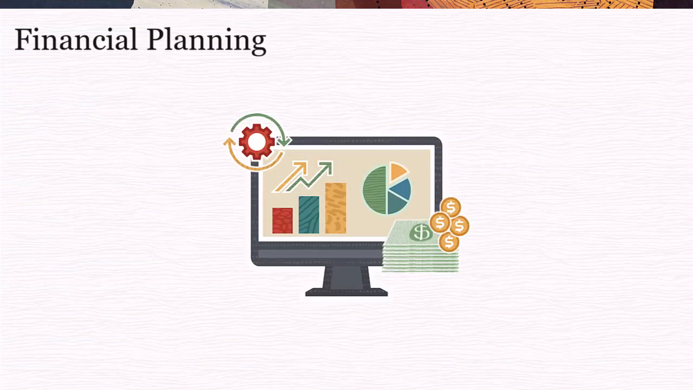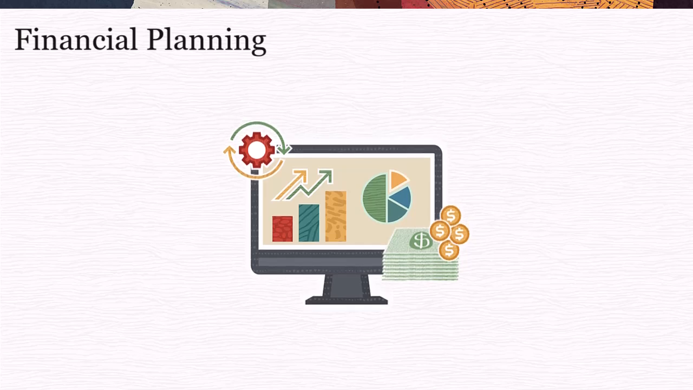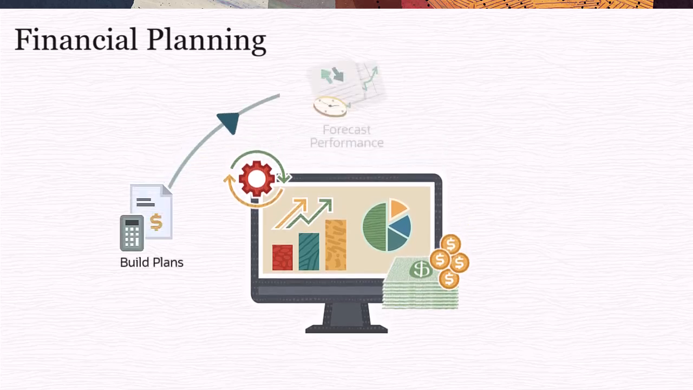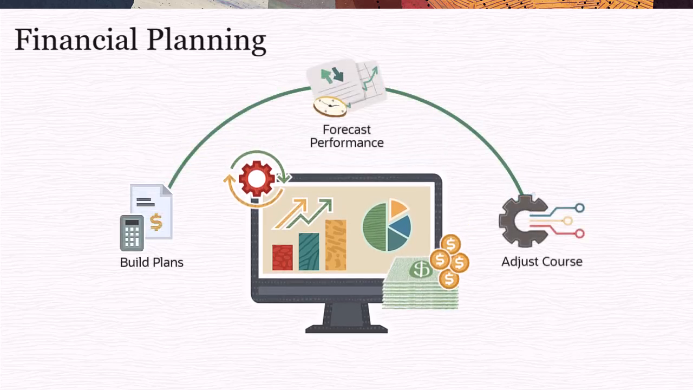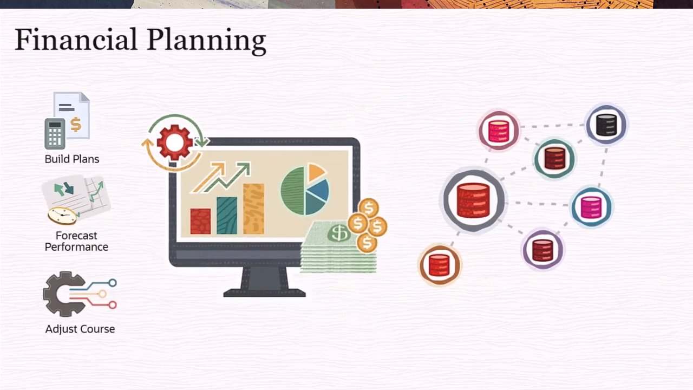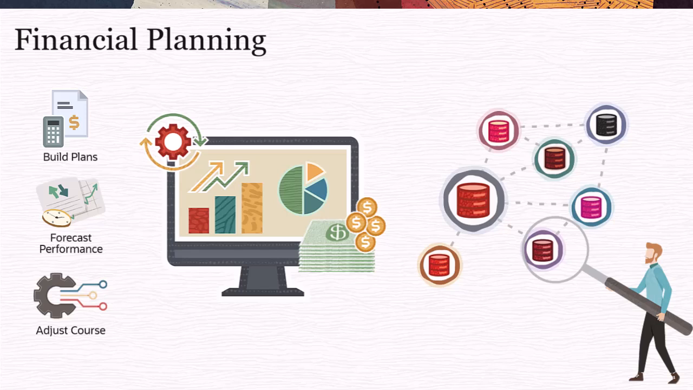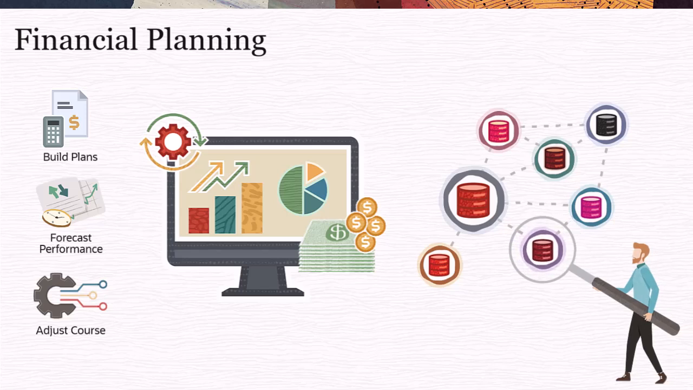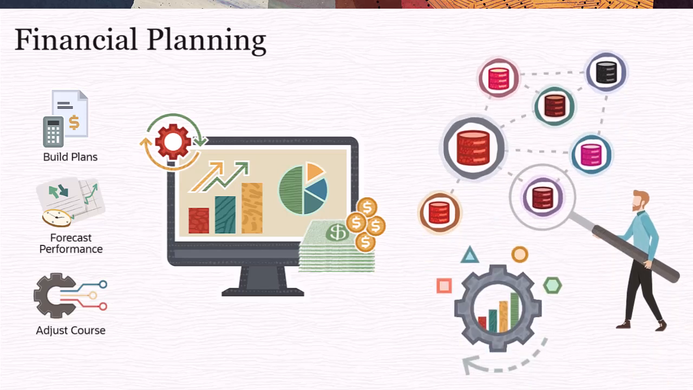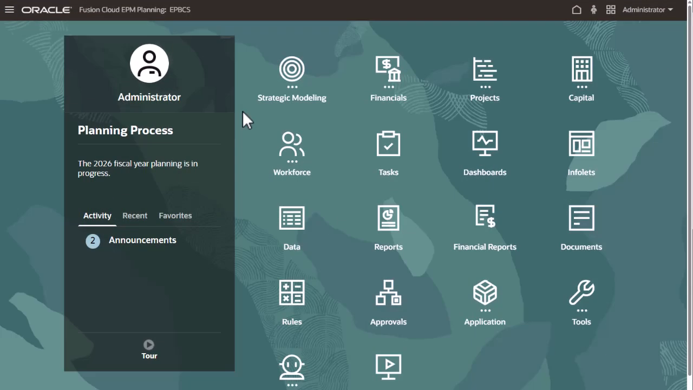Financial planning is a key business process that helps organizations build plans, forecast performance, and adjust course as business conditions change. For effective planning, organizations need connected data, clear visibility into key metrics, and flexible, data-driven methods that support multiple business scenarios. Oracle Cloud EPM planning provides a modular, integrated solution across financials, projects, capital, and workforce, enabling connected enterprise planning.